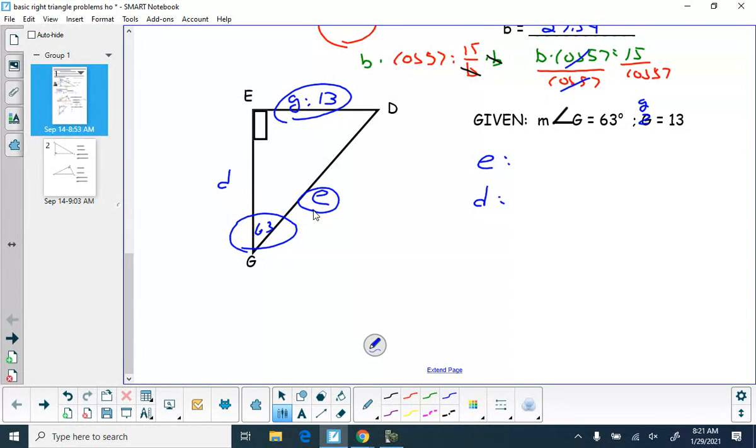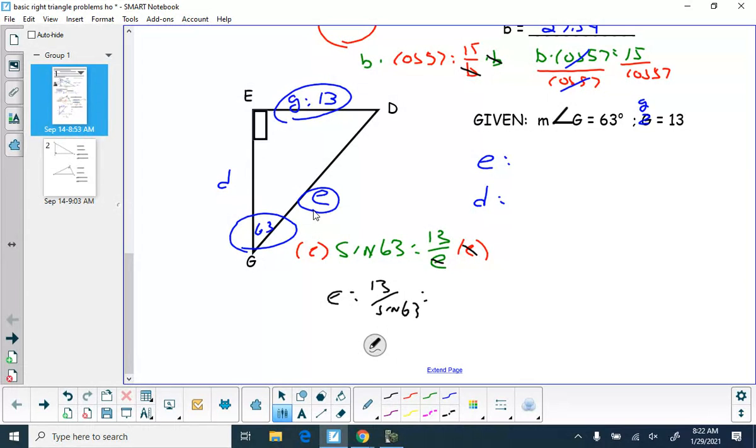Jenna, what trig ratio relates angle 63 to G and E? Sine. Sine of 63 is equal to what over what? 13 over E. So once again, this is where your denominator is your E value, your variable, so you're going to have to multiply both sides by E. And then divide by the sine of 63. So we have E equals 13 divided by sine of 63.